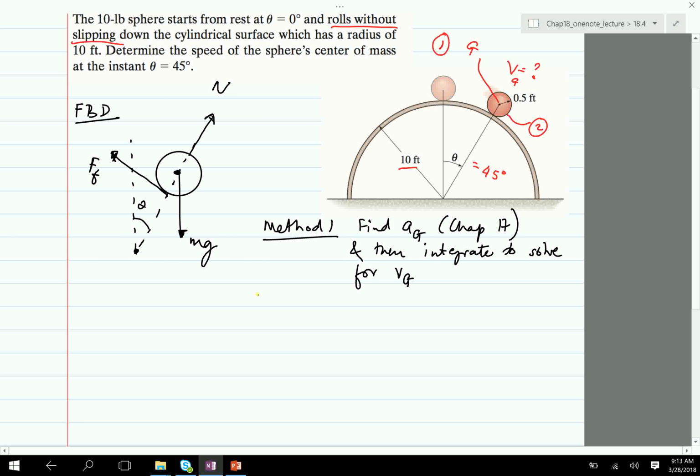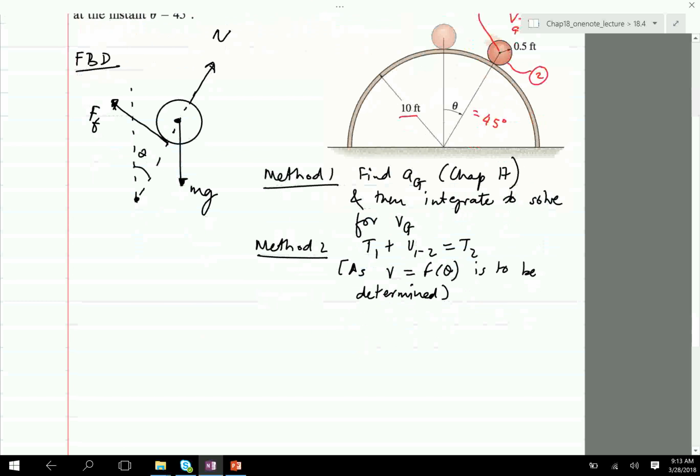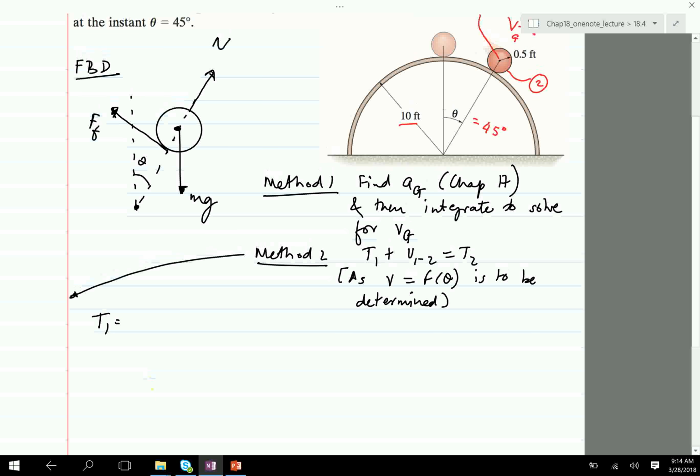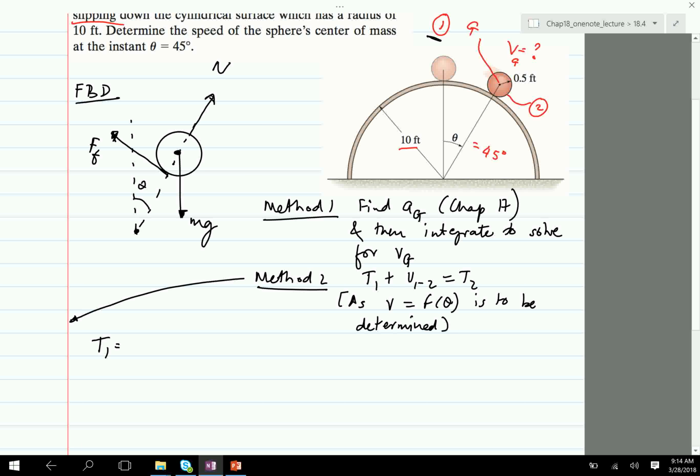I'm going to do this by the principle of work and energy, as v is asked as a function of theta. That's what we use. So let's find the energy. When I say 1, it means that I need to find the kinetic energy at 1, find the kinetic energy at 2, and then find the work done going from 1 to 2.